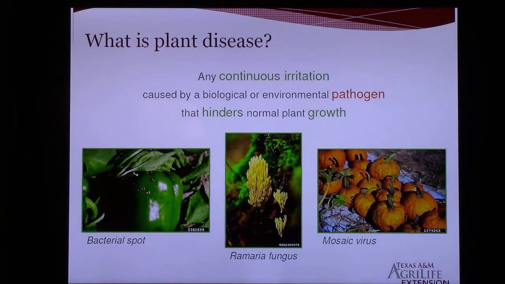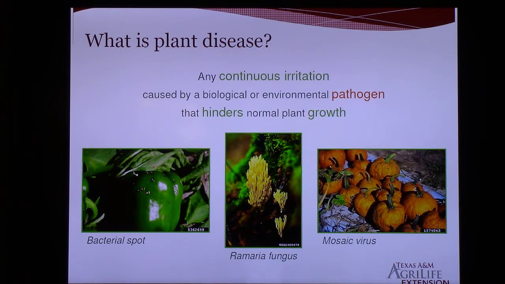So when we're talking about plant pathology, we're diagnosing or realizing what causes those diseases within plants. Well, first, I guess we need to define the term plant disease. What is a plant disease? A plant disease is any continuous irritation. Now, for us, an irritation is like a scratch or an itch, not necessarily so for a plant. It's just an irritation or some sort of abnormality caused by a biological pathogen or an environmental pathogen.